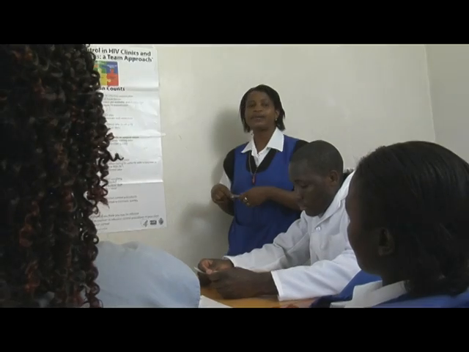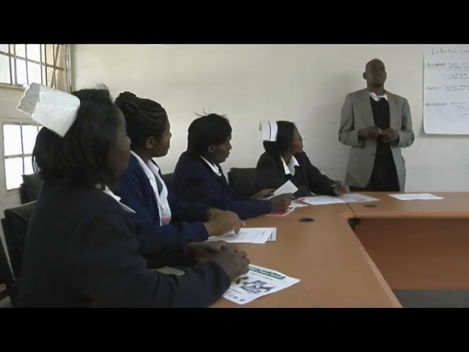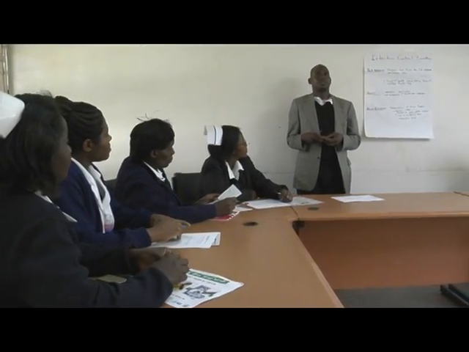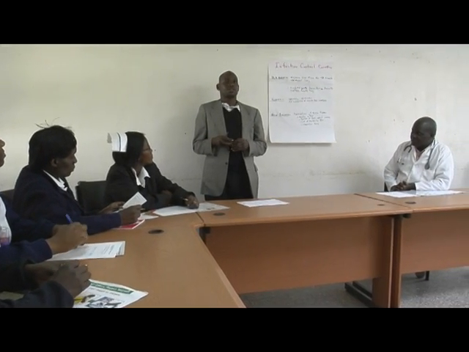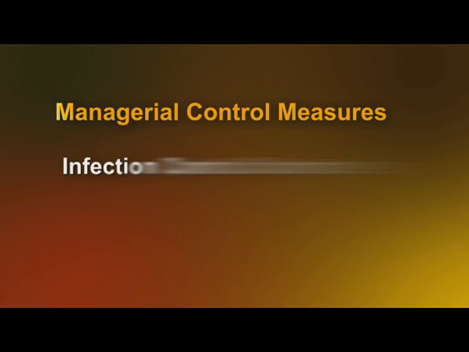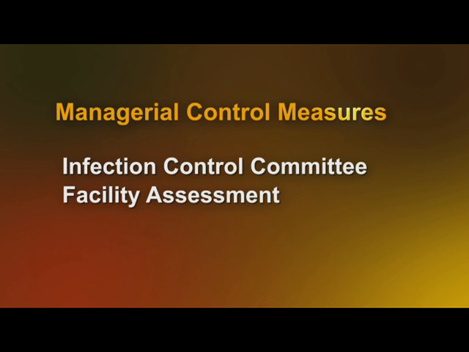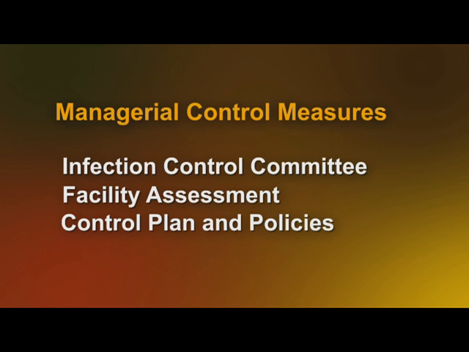These things should be in place. Facility administrators and managers should provide leadership by promoting a culture of safety and advocating for necessary resources to conduct infection control measures. This includes establishing an infection control committee for the facility that meets regularly, appointing someone to conduct a facility assessment, and developing an infection control plan and policies.